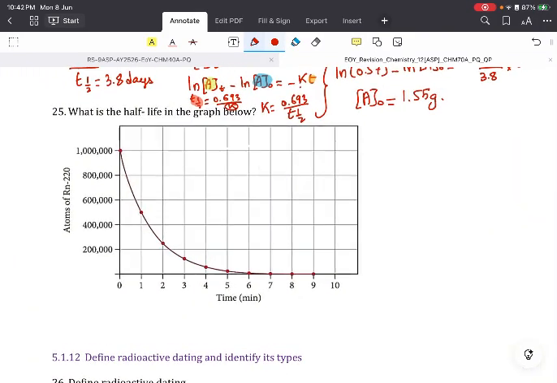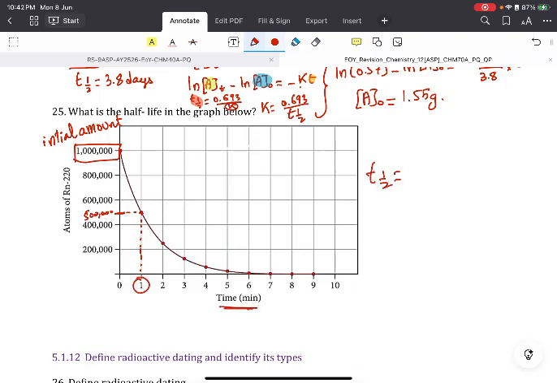What is the half-life in the graph below? Expect in your exam to have graphs. So you first look at the initial amount and you divide it by 2. So 1 million, half of it is 500,000, which is this point, almost here. So the time taken for the 1 million to become 500,000 is 1 minute. So T half in this graph is 1 minute.